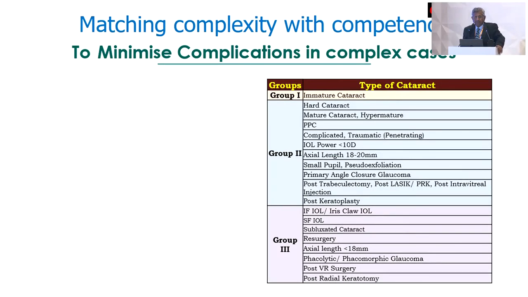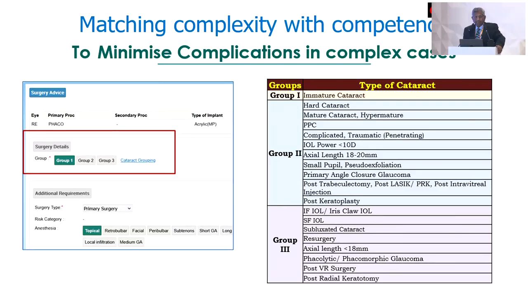And about matching the complexity with the competence that Dr. Sivakumar mentioned, as a routine, as you can see here, this is our EMR. We divide the cases into group 1, group 2, group 3 based on this. All the hard cataract, mature cataract, high myopia, high hypermetropia, post-trabeculectomy, all of that becomes group 2, or a complex surgery, as we call it. And group 3 has subluxated cataract, post-VR cataract, post-injection cataract, and phacolytic.